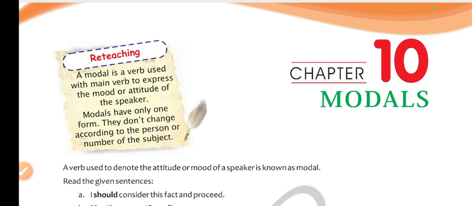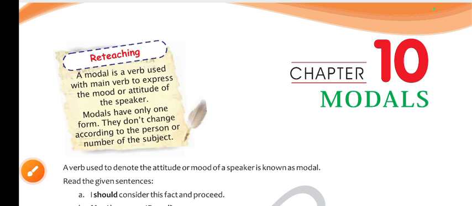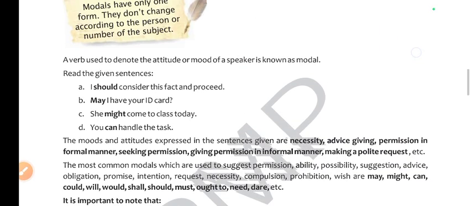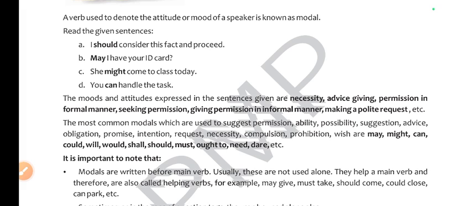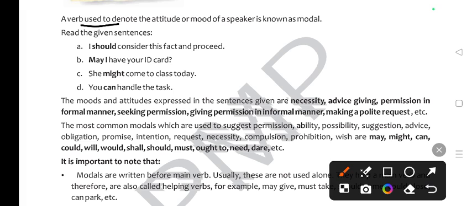So what are modals? Modals are verbs that are used with a main verb to express the mood or attitude of the speaker. Modals have only one form and they do not change according to the person or number of the subject. A verb used to denote the attitude or mood of a speaker is known as a modal. So simply, there are verbs, auxiliary verbs and modal verbs. You know that, right? So here we are going to study modal verbs. Modal verbs are used to denote the attitude or mood of the speaker.